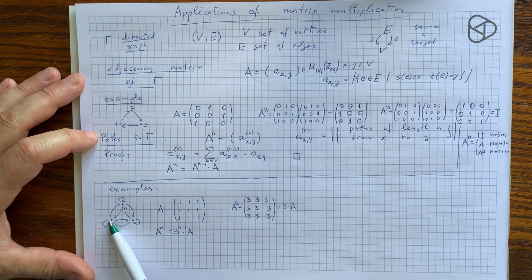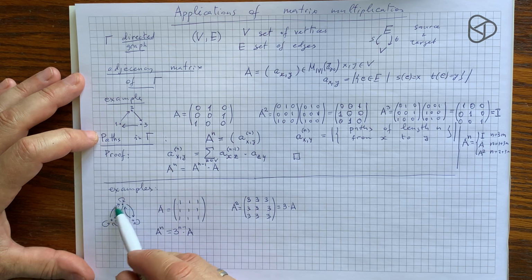So the number of paths of length 1 from any vertex to any other vertex is 1. That is this matrix, right? From 1 to 1 is 1 loop. From 1 to 2 is 1 edge. From 1 to 3 is again 1 edge.